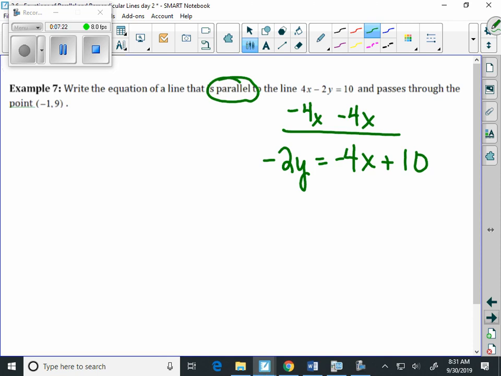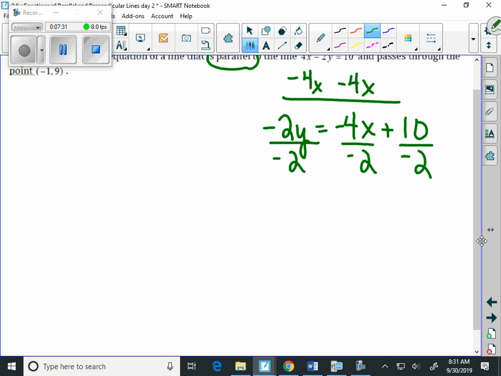We need to solve for y. So -2 times y, we're going to divide by -2. And we end up with y equals 2x minus 5. -4 divided by -2 is positive 2x. Positive 10 divided by -2 is -5. Our slope of this line, now that the equation is solved for y, is 2.